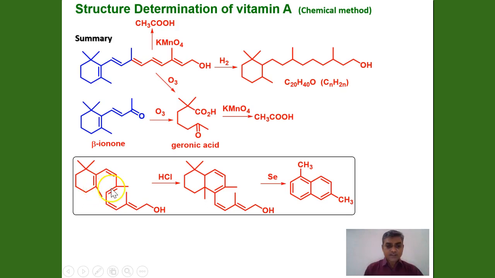The carbocation will form here, and then it will be attacked by the double bond. We will get a cyclization product, and this cyclization product undergoes dehydrogenation with selenium. During dehydrogenation, this angular methyl group is lost, and one gets 1,5-dimethyl naphthalene. So on the basis of all these chemical evidences, we have proved the structure of vitamin A.